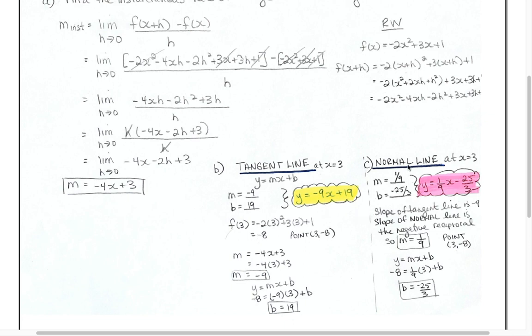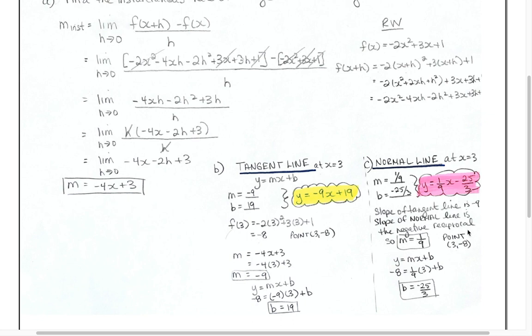So now on to the normal line. And a little bit of our work's already done for us because we know that the normal line is going to have a slope that is the negative reciprocal of the slope of my tangent line. So if the slope of my tangent line is negative 9, then the slope of my normal line is going to be 1 over 9. So instead of being negative, it's going to be positive. Instead of being 9 over 1, it's going to be 1 over 9. So my slope is going to be 1 over 9.